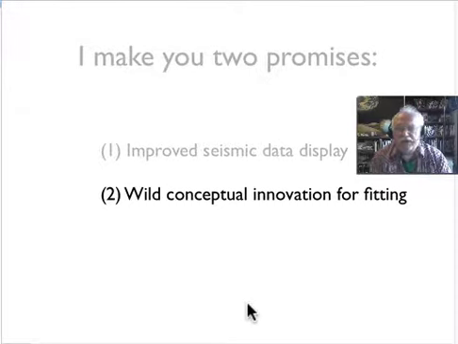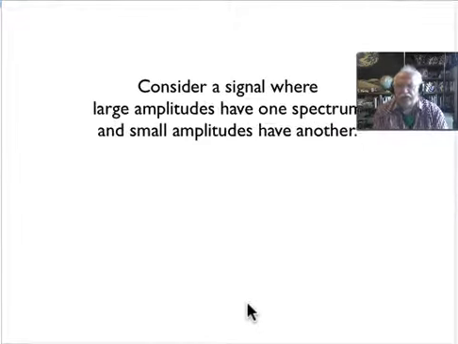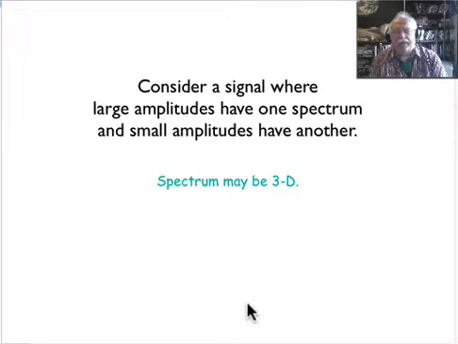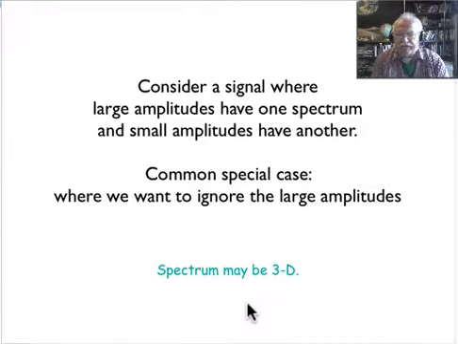So now I made you 2 promises, and let's have a look at the second promise, wild conceptual innovation for fitting. Let's consider a signal where there are large amplitudes and they have one spectrum, and on this signal, from time to time, there are small amplitudes and they have another spectrum. Could that happen? Think about that. Well, what if the spectrum is 3D? Can that happen? Sure, you could have ground roll cutting across reflectors: 2 different omega spectra, 2 different dip spectra. Okay, so that's an interesting case.